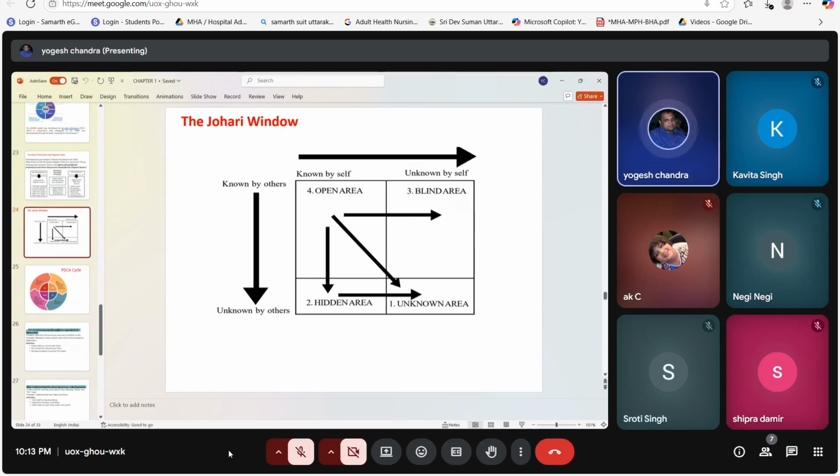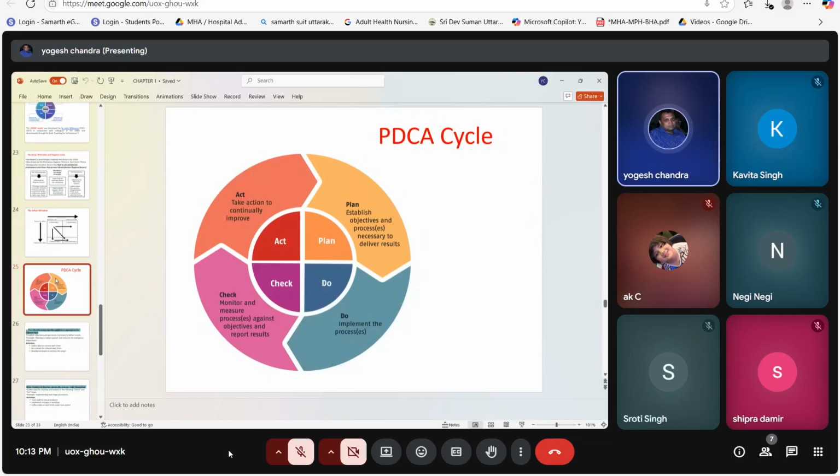So this is the fourth window, that is, unknown by yourself and unknown by others. That is the typical window, and we have to think upon that. What are the practical implications of that particular window? The rest of the three windows are very much useful in the organization, and we are utilizing them also. Okay, so that is a very good thought process. We have to think upon that.